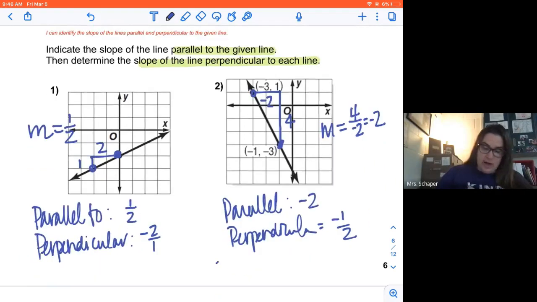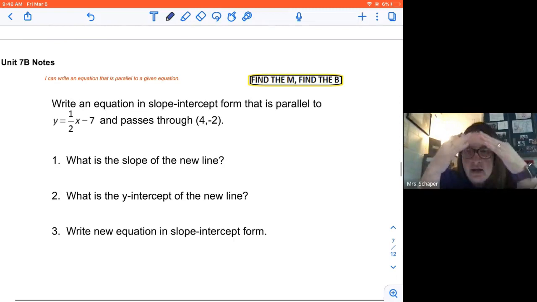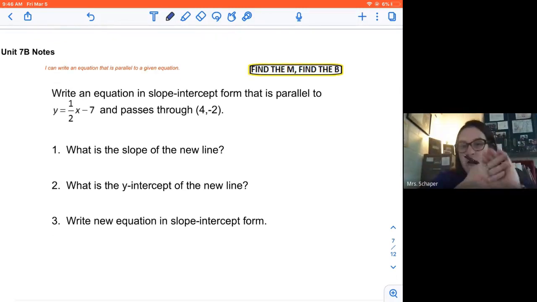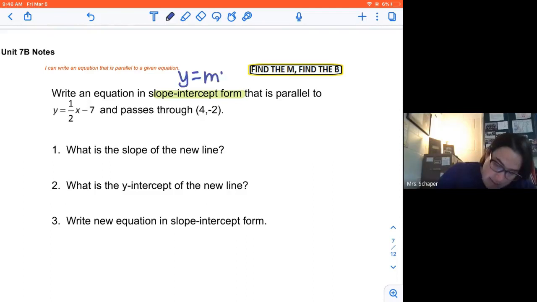All right, so here we go. We've talked about how to get equations in slope-intercept form. We've talked about how to determine if they're parallel or perpendicular. Our next step is to write equations of lines. So when I look at this particular question, write an equation in slope-intercept form. So slope-intercept form is y equals mx plus b. So I want you to write that down.